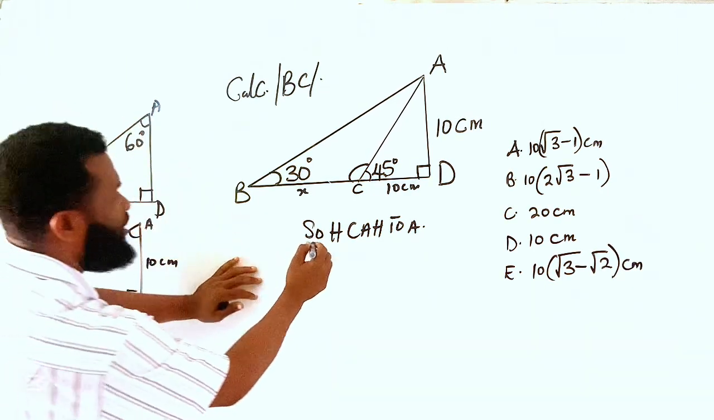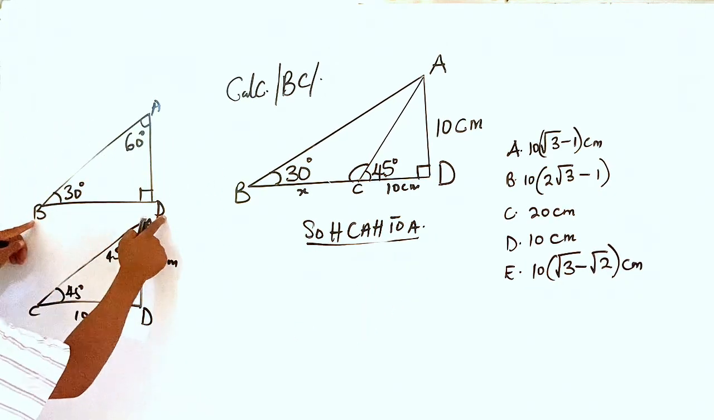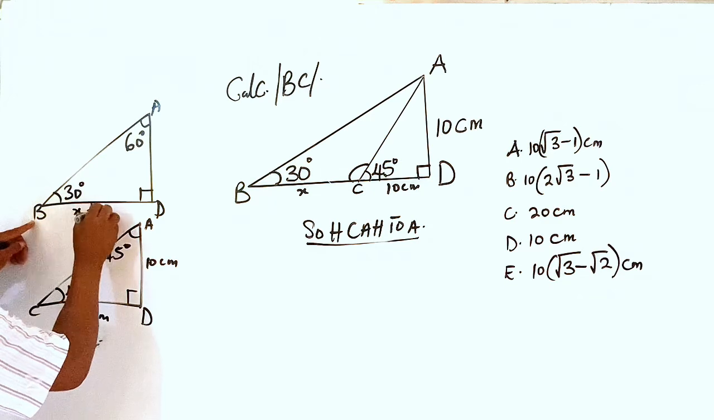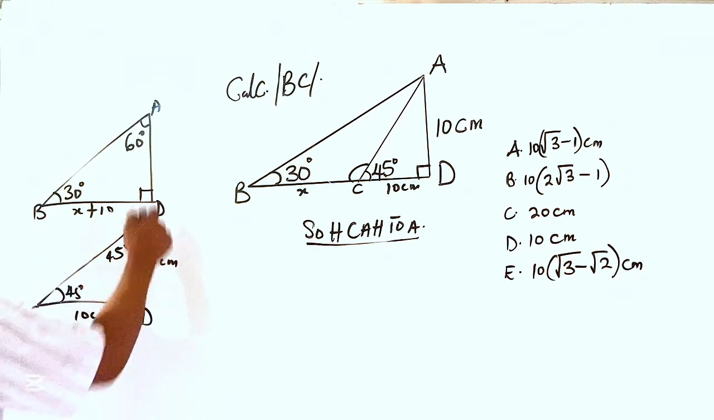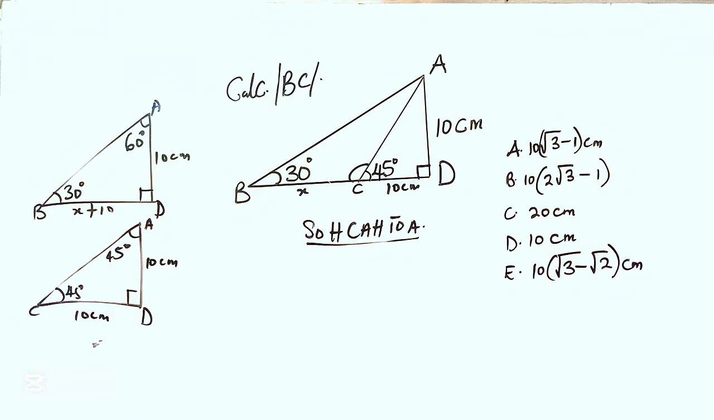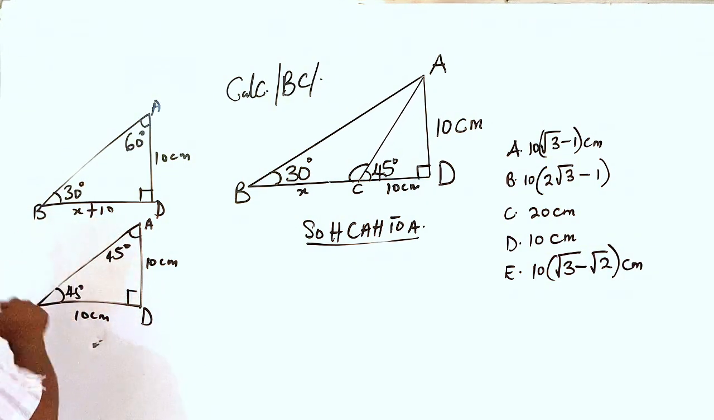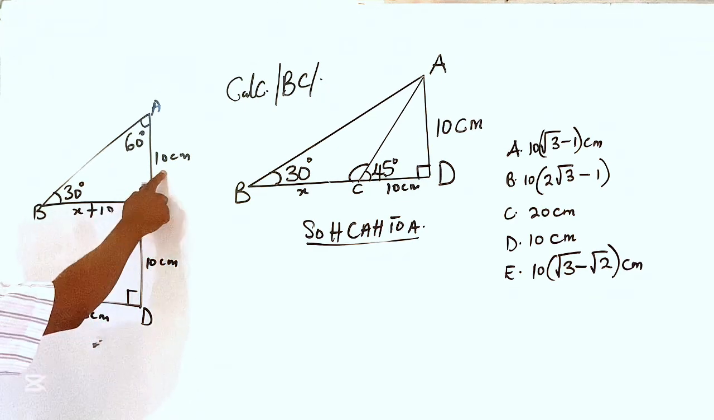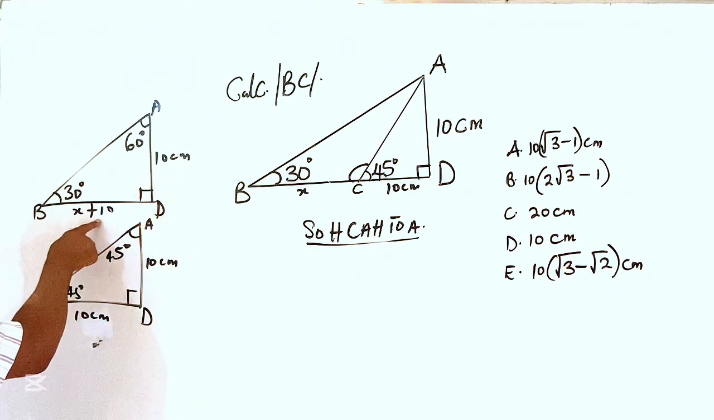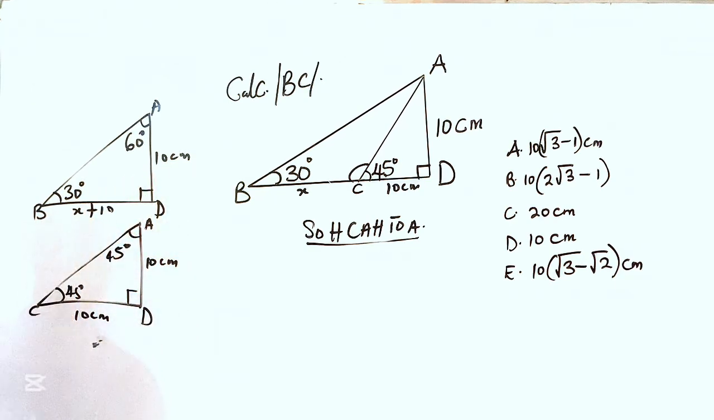I'm going to apply SOHCAHTOA. If I apply SOHCAHTOA here, I'm going to have from B to D is what? x plus 10. And remember, this place is 10 cm already. So let me do it here. I'm going to have opposite over what? Adjacent, right? So this is opposite over adjacent.